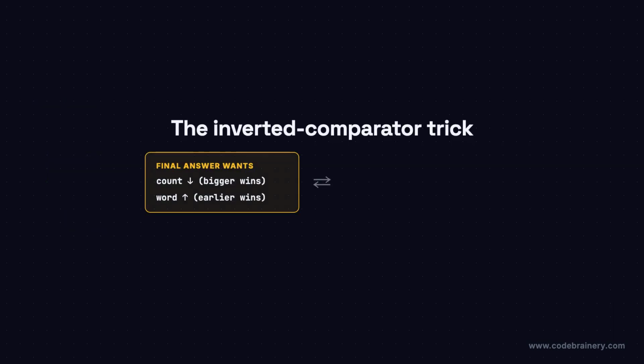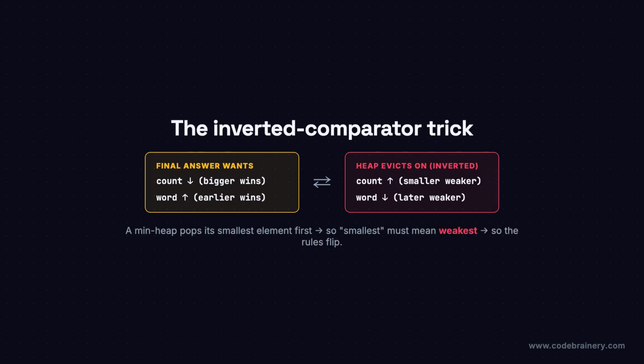Here is the tricky bit. The final answer wants count descending and word ascending, but the heap evicts the weakest first, so the heap comparator is the inverse. Inside the heap, weaker means smaller count, or on a tie, the alphabetically later word. Flip the direction in the heap, then flip back when you read the answer out.